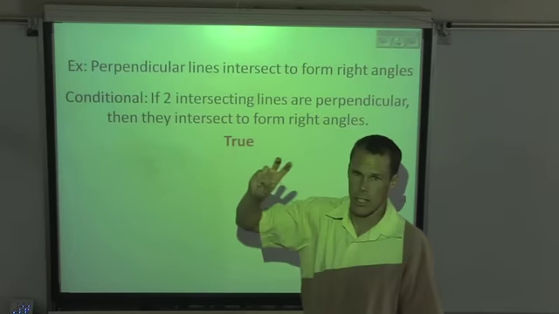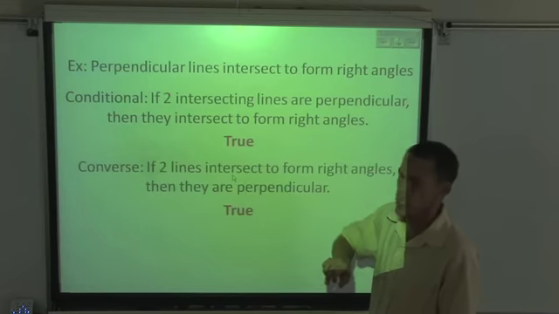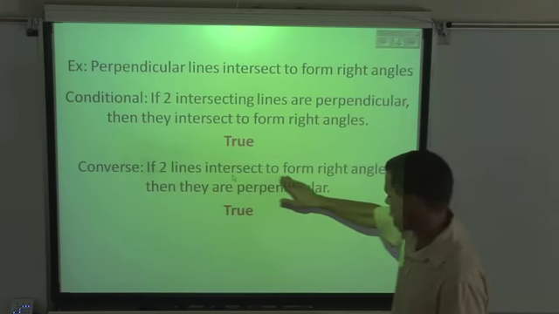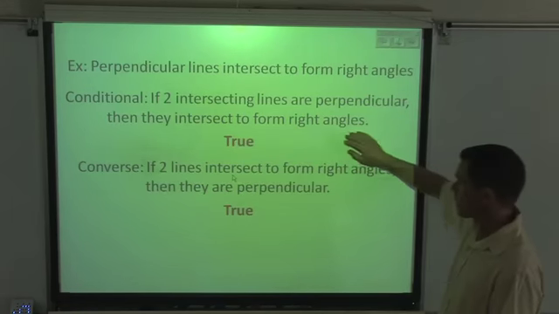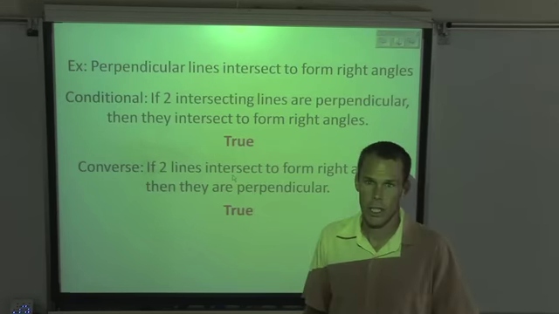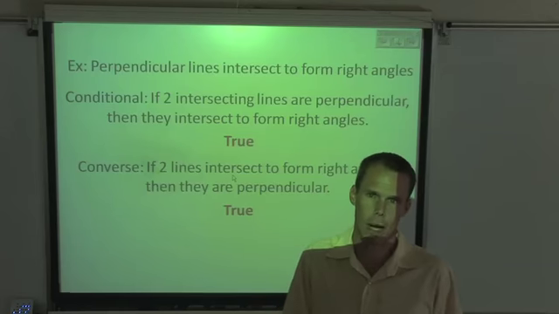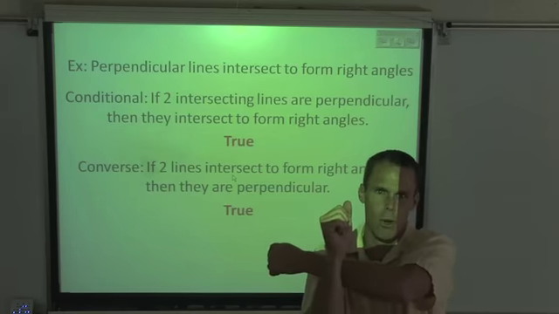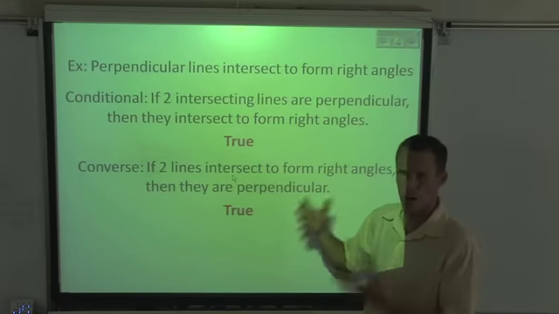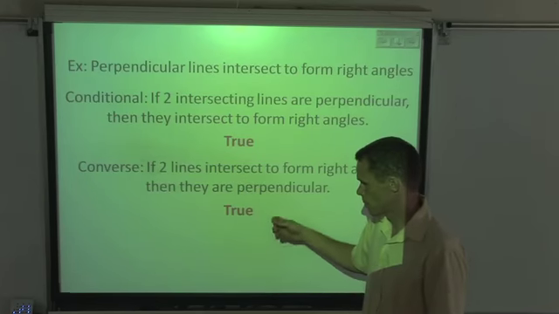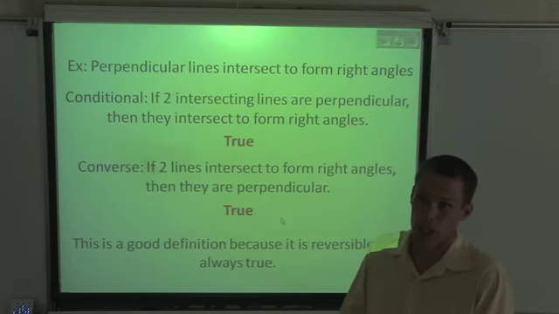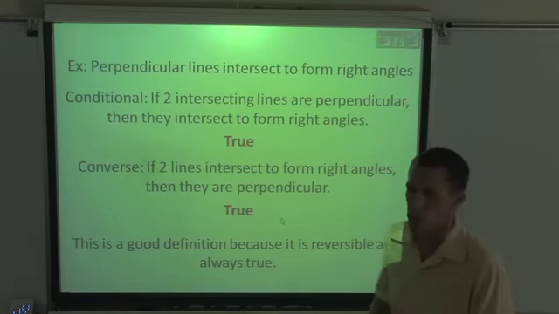Now, the two lines are the subject of this. So when I write the converse, I leave the two lines in the if. I don't say if they. If two lines intersect to form right angles, this is now the conclusion, then they are perpendicular lines. Well, this is also true. If I tell you they're perpendicular, you know they form right angles. If I tell you they intersect to form right angles, you know they're perpendicular. The original and the converse are both always true. Well, then this is a good definition, because good definitions are reversible and always true. This is a good definition of perpendicular lines.